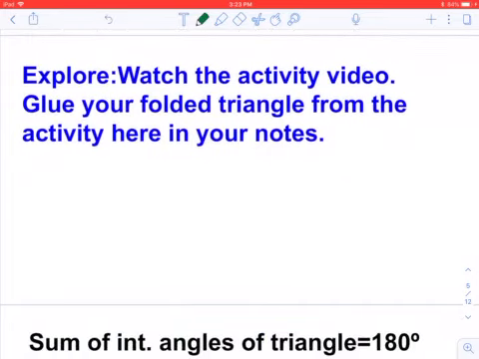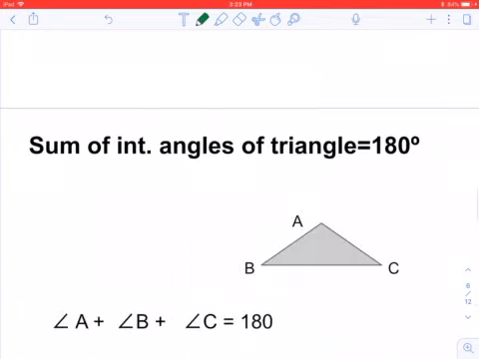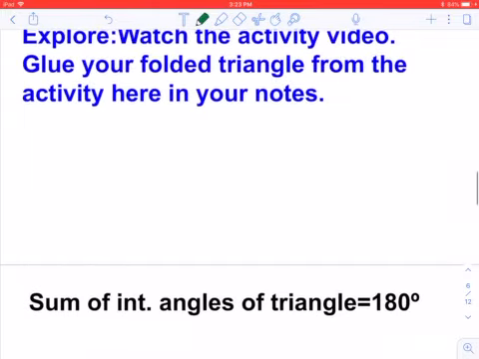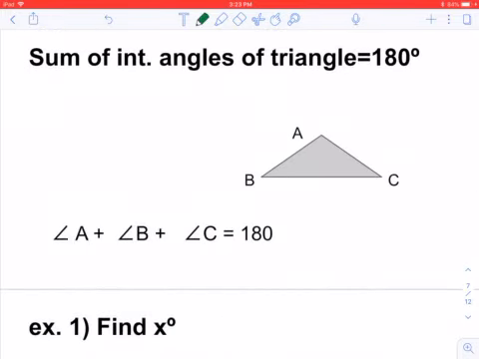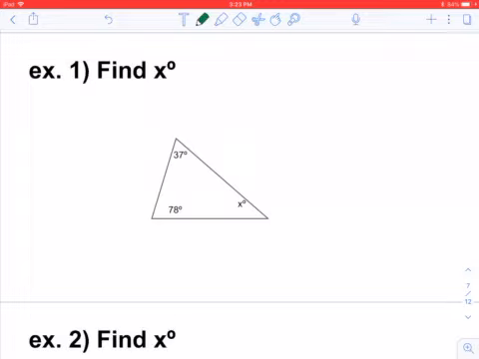Okay, you're going to do a little explore activity. If you haven't done it already, go watch the other video with the explore activity and glue what you made right here. So pause it if you didn't do it already and go do it. Okay, now that we're back, the sum of the interior angles of a triangle is always 180 degrees. So if you have angle A plus angle B plus angle C, it's always going to equal 180 degrees. All right, let's use that to find X.